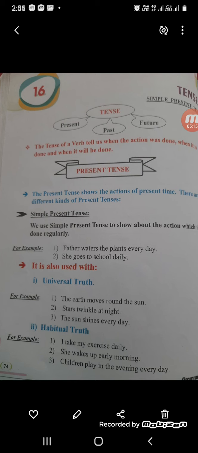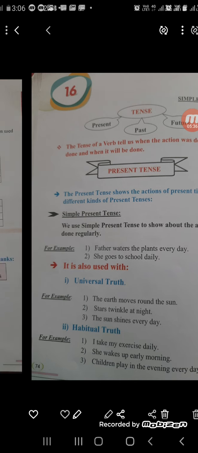Now children, with this I hope you're clear. Universal truth means the earth moves around the sun, stars twinkle at night, the sun shines every day. Habitual actions means I take my exercise daily, she wakes up early in the morning, children play in the evening every day. Habitual action, जो action आपके habit में है और जो regular चलता है.